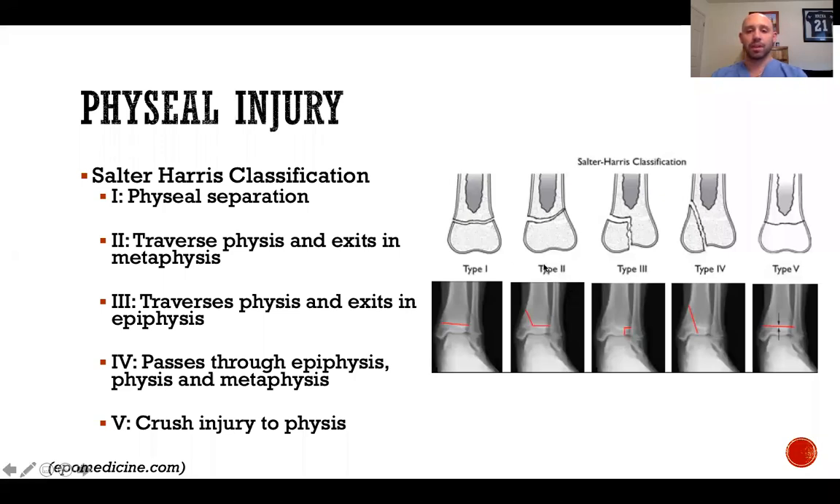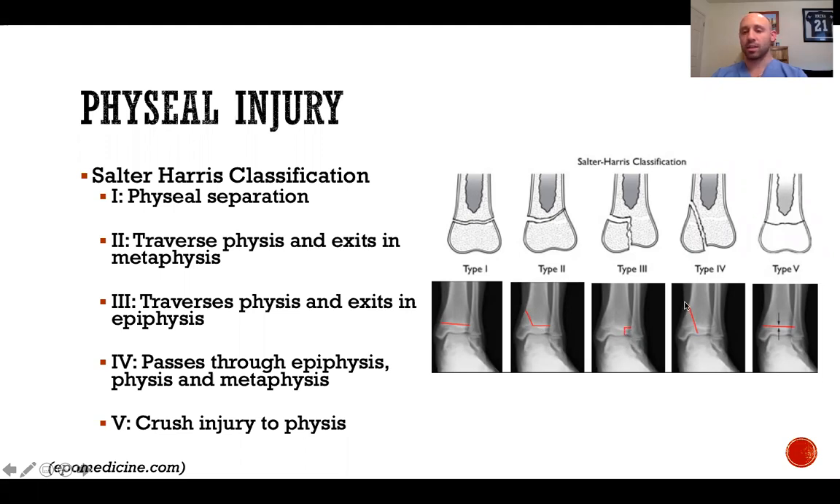Type 2 is when the energy first transverses through the physis and then exits in the metaphysis. A type 3 is when it goes through the physis and then exits in the epiphysis.